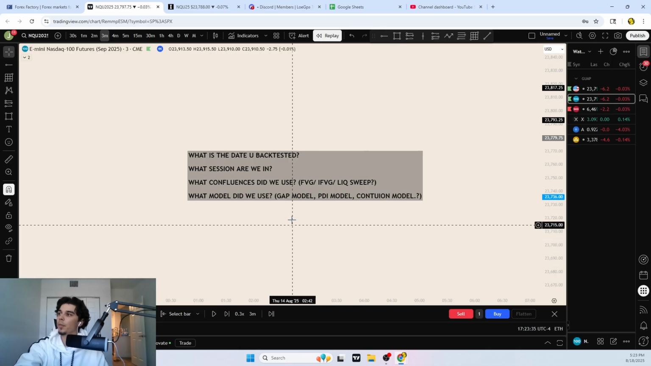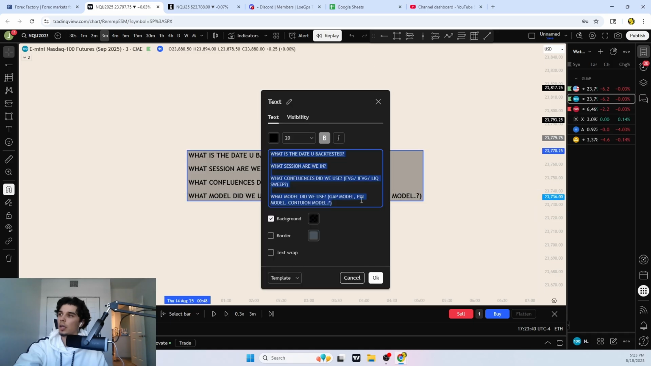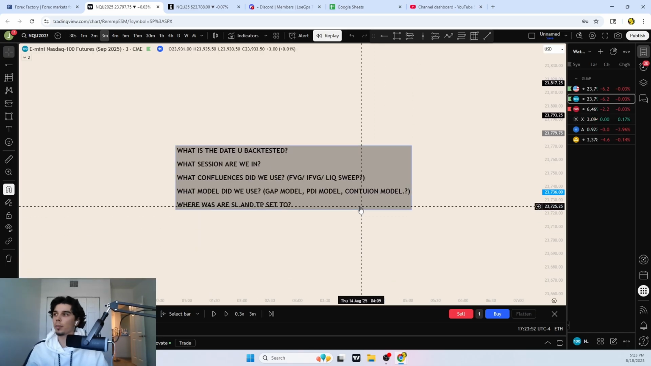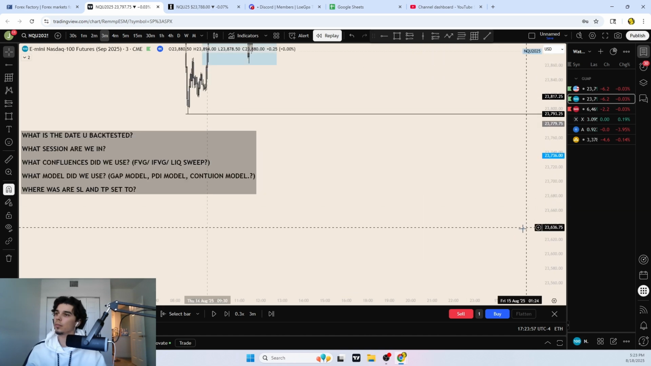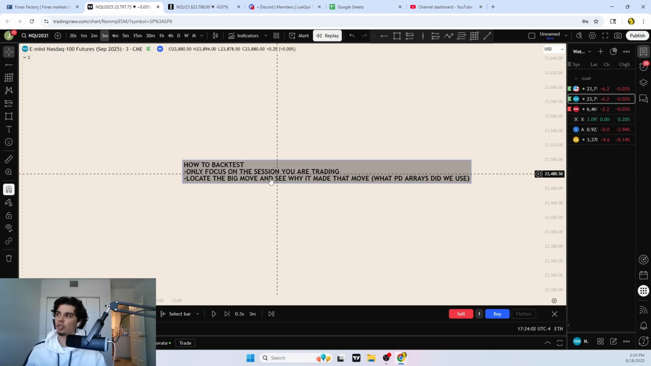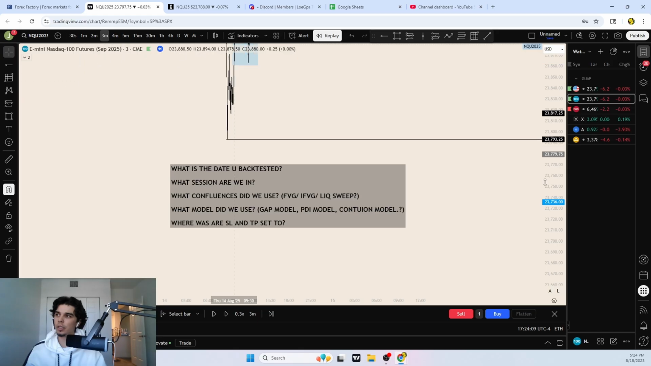Whatever, I'll leave that. Okay, so not only are we writing these three things down, but we're also writing what model we used. And then on top of that, you're going to write what your stop loss and your TP are set to. I know it's around here. Not only are we focusing on what session we are trading, right, and trying to locate the big move and see why it moved, but we're also going to be journaling it as well, okay?